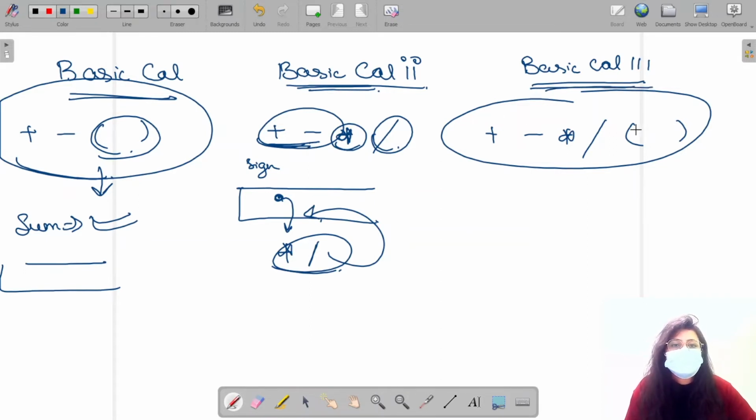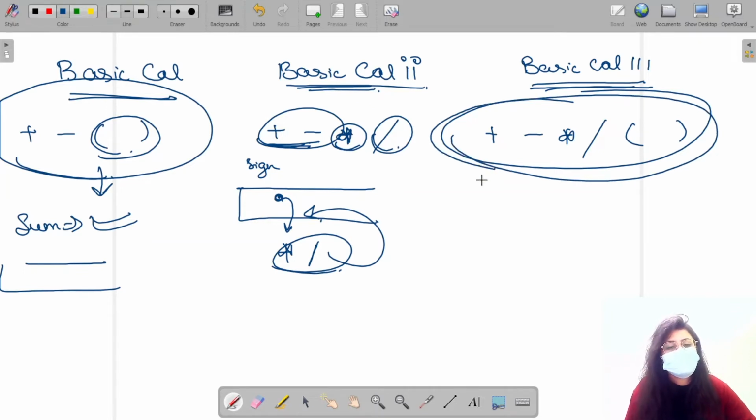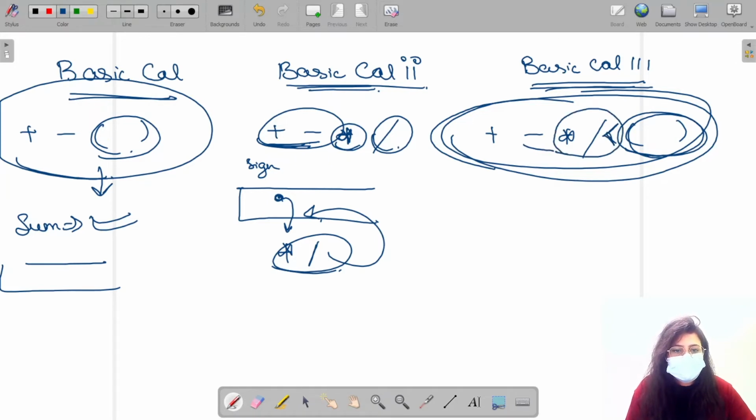Now coming to Basic Calculator 3, we have all the operators which are given here. So the priority of the parentheses will be greater than the priority of multiplication and division. Then multiplication and division have greater priority than plus and minus, right? So the highest priority is given to the parentheses first. Then the second priority is given to the multiplication and division operators. Then the third priority is for plus and minus, right?